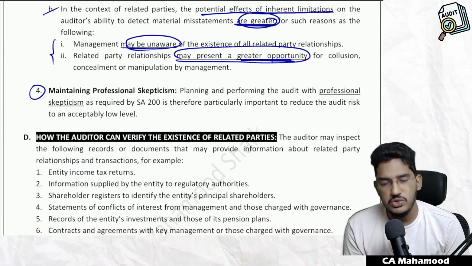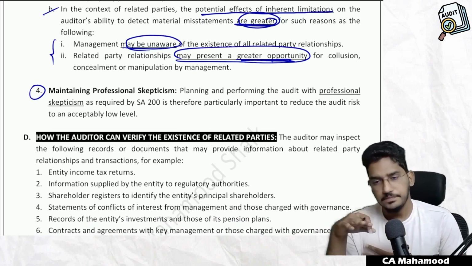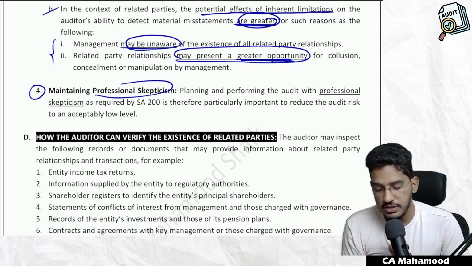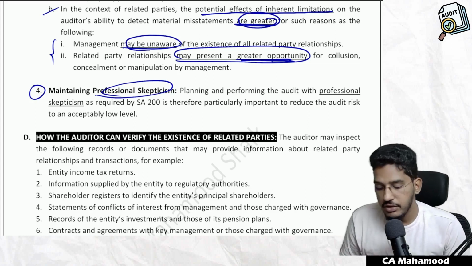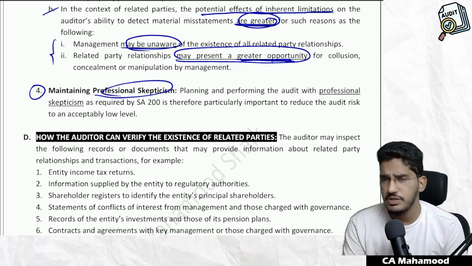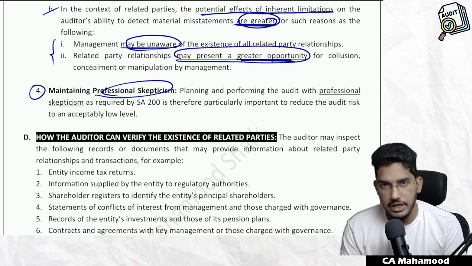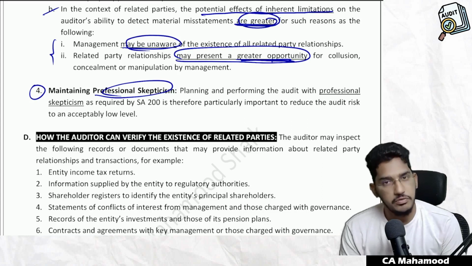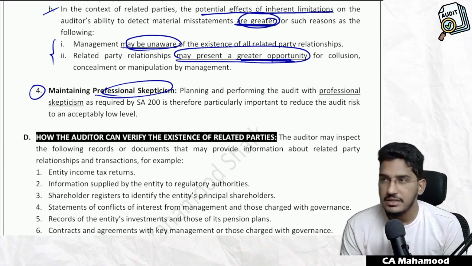And you can reduce your risk to a manageable level by maintaining one quality, which is professional skepticism. Especially when you are verifying related party transactions, you have to maintain professional skepticism. What is professional skepticism? Maintaining an attitude of questioning mind, being alert to unusual circumstances, critical assessment of audit evidence. You should not blindly accept that everything will be correct, why would the management make a mistake? This kind of blind acceptance should not be there.